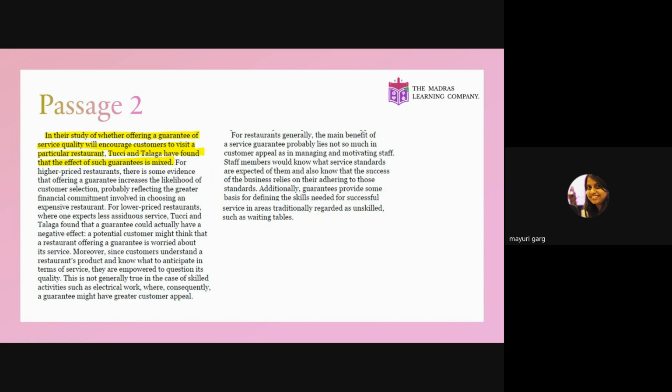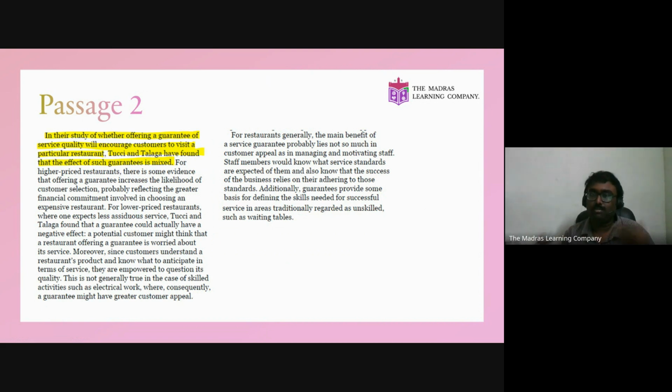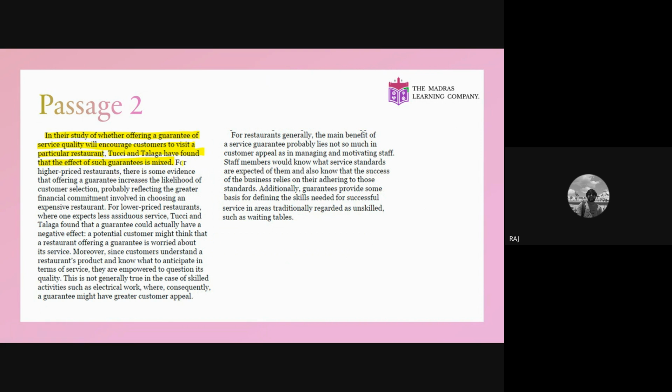Yeah, it's mixed, which means it doesn't really affect it. Sometimes people will come, sometimes people will not come. You got that, Mayuri? Yeah. Okay. Raj, what should I do with the next sentence? For higher priced restaurants, we can skip this.